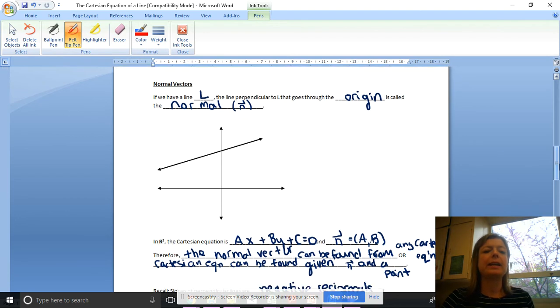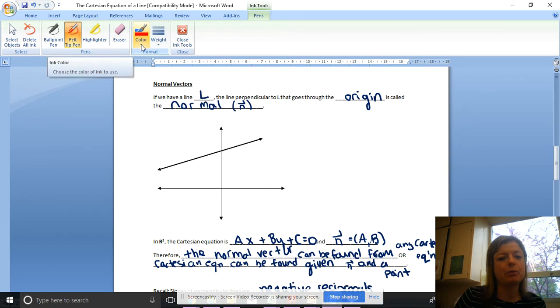Now we're going to get into a very important concept: normal vectors. This will be very instrumental over this unit and the next. If we have a line L, the line perpendicular to L that goes through the origin is called the normal. So it's not just any perpendicular vector. It's specifically one that goes through the origin.